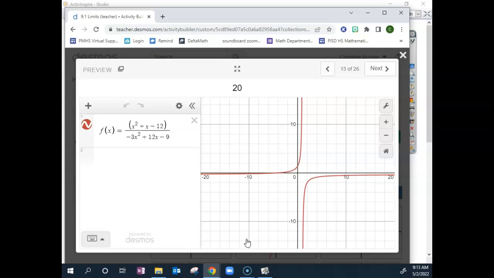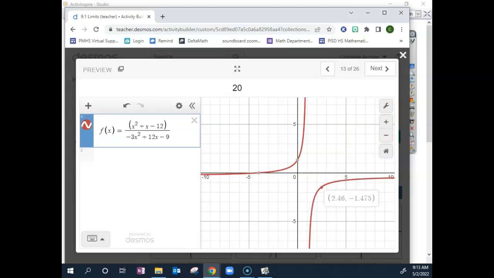Okay, so the limit at 3. So I want the limit at 3. So here's my limit at 3. It says it's undefined, but on this side is negative 1.1, and on this side, it's like negative 1.2. So negative 1.1 or 1.2 would be fine.